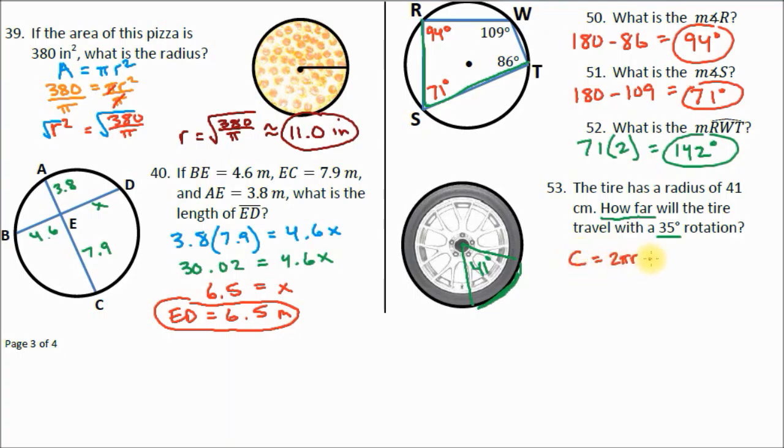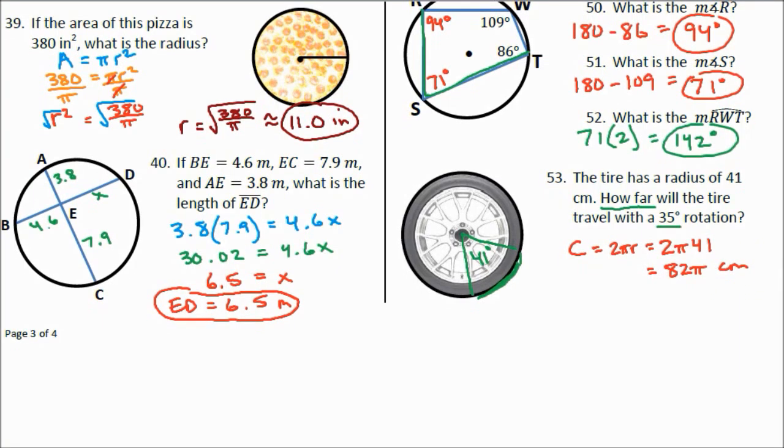Circumference is 2 pi r, which is 2 pi, the radius is 41, and that's going to be equal to 82 pi centimeters. And now our normal procedure is we take the total circumference of 82 pi and we figure out how much of that circumference do we want. What's our fraction? We're going to travel 35 degrees out of a total of 360 degrees.